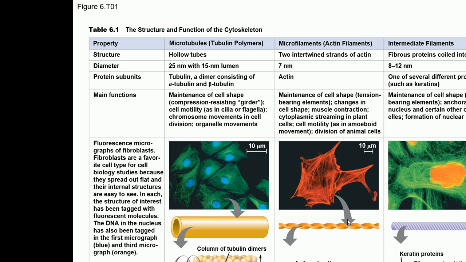They are involved in the maintenance of cell shape, anchorage of the nucleus and certain other organelles, and also formation of the nuclear lamina. The nuclear envelope is lined by the nuclear lamina, and the nuclear lamina has intermediate filaments in it.